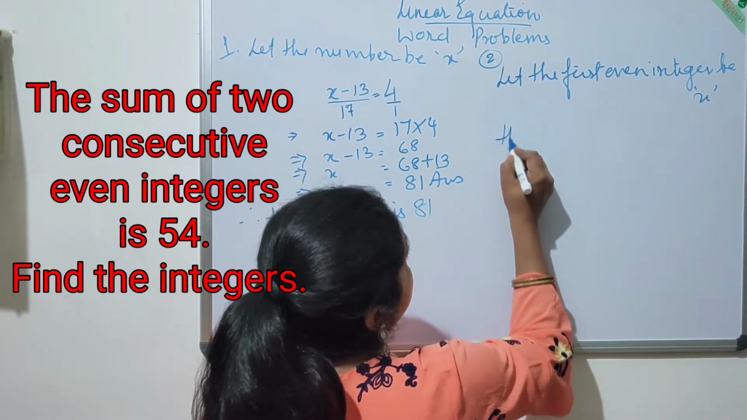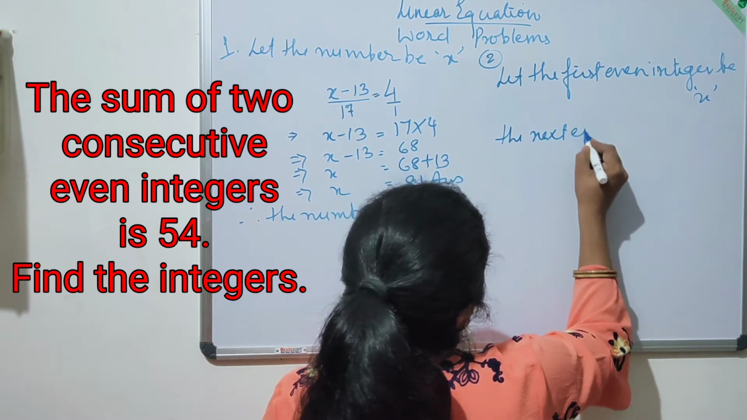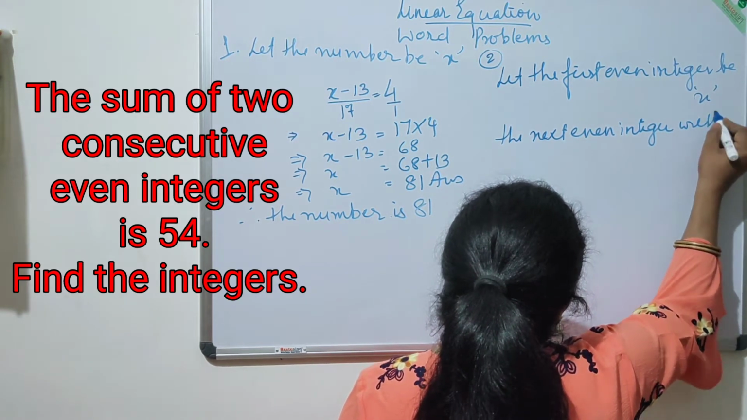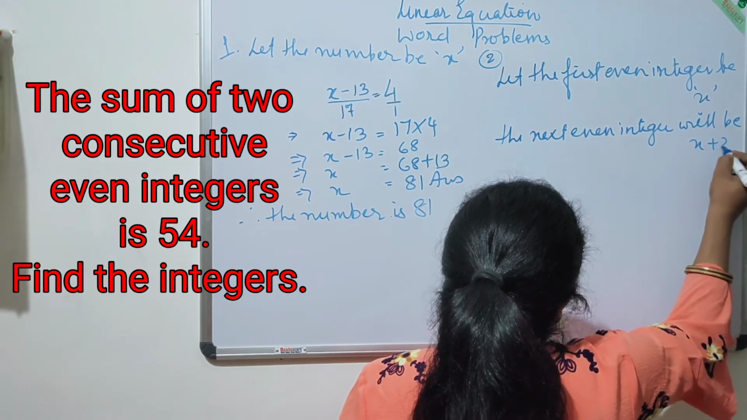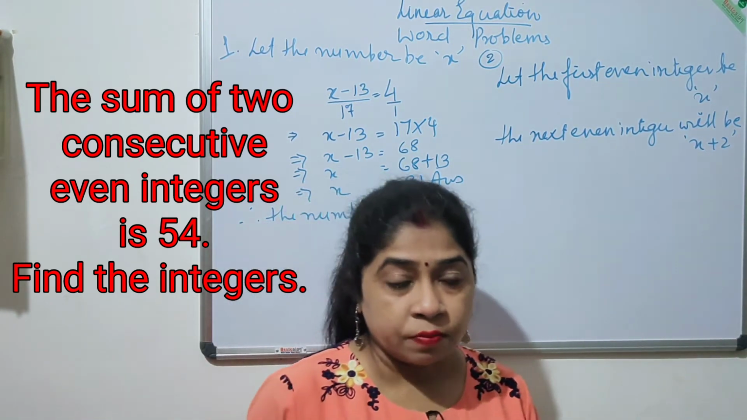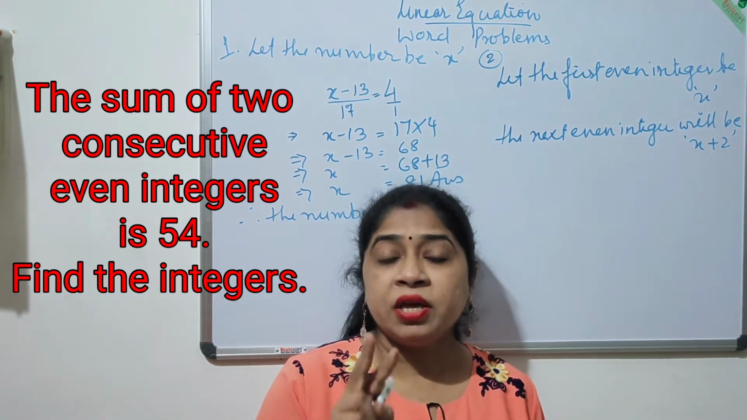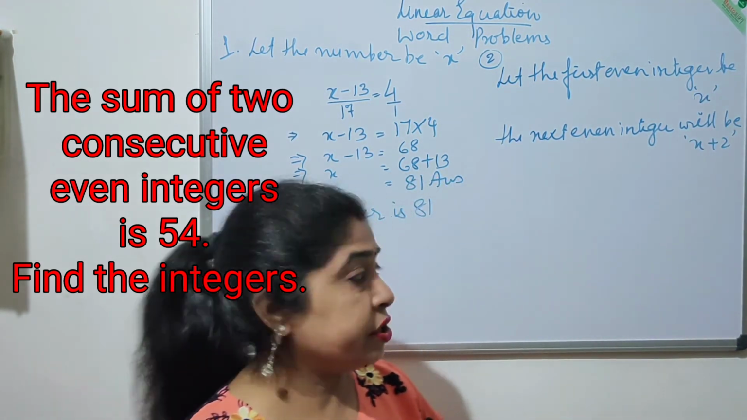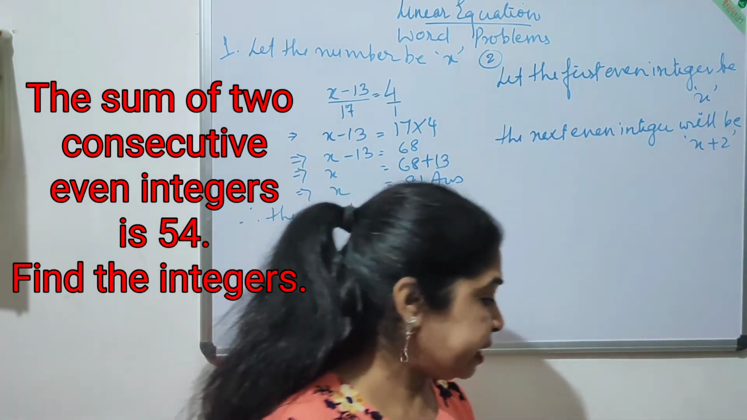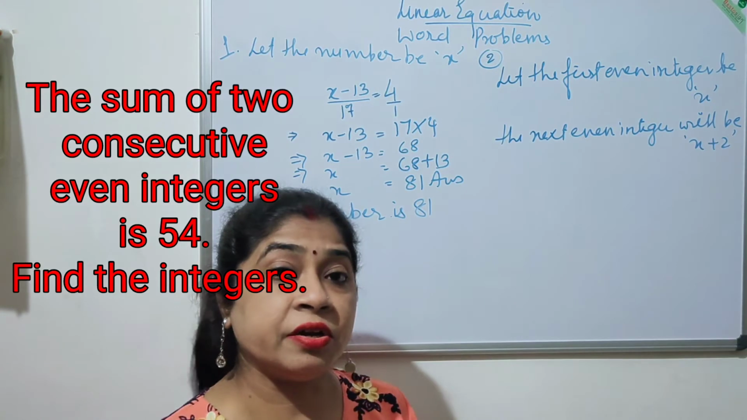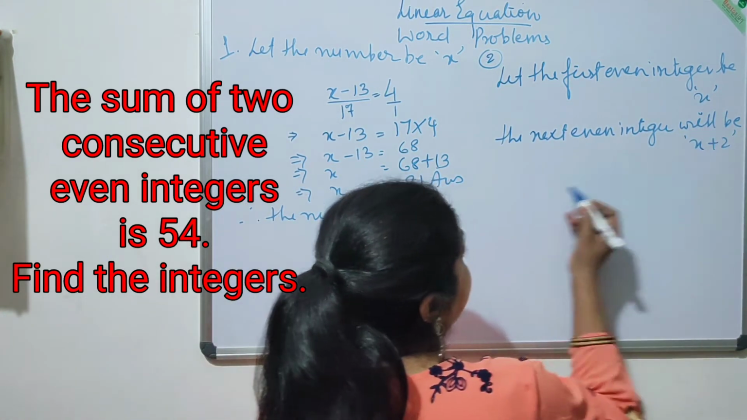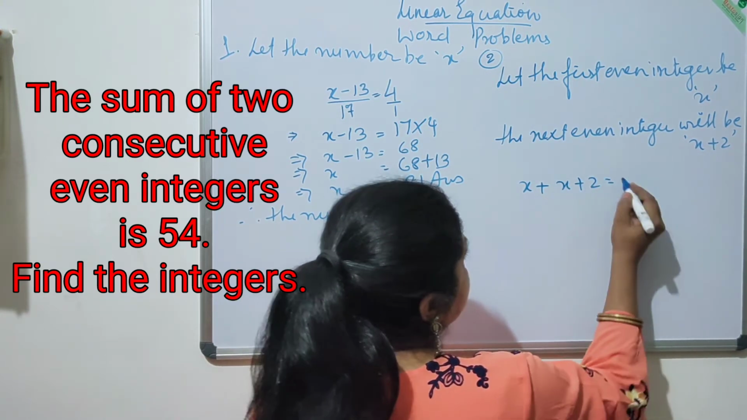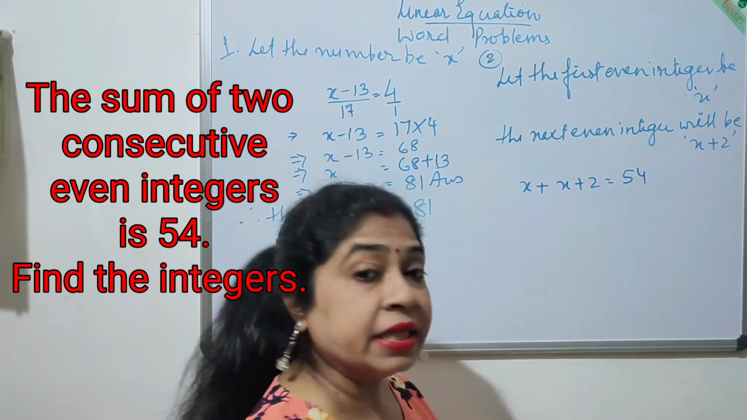So the next even integer will be x plus 2, because the difference between two even numbers is always 2. So the first even integer is x and the next even integer is x plus 2. Now it is given the sum of the two consecutive integers is 54. The sum of these two even integers, x and x plus 2, is 54. We have to find the integers.